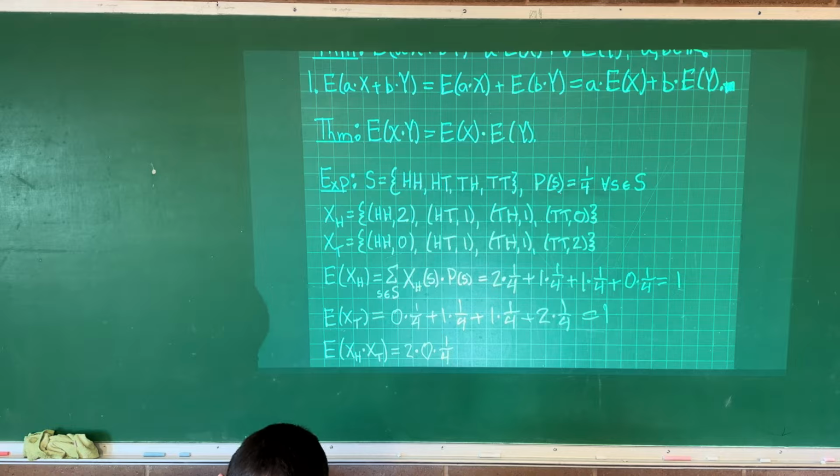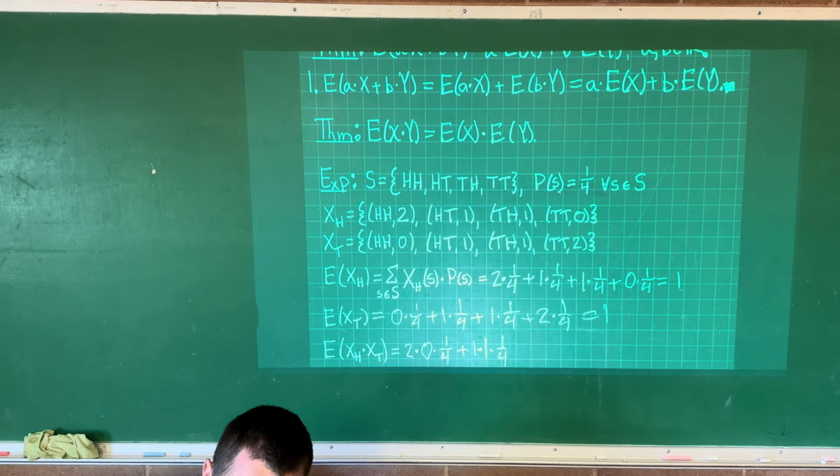Now I'm going to plug HT into X_h, and that spits out 1. And when I plug it into X_t, that spits out 1. So 1 times 1 is 1. So we're adding this, but try and just write it out so that we see every little detail. Sorry if you can't read that. 1 times 1 times 1/4, right?